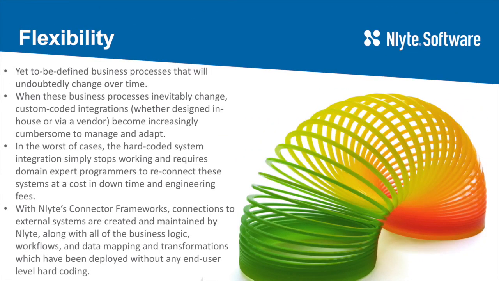So the second thing you get with a pre-built connector is more flexibility. You don't know what business processes you're going to want to implement in the future, and you're going to want to make changes to those processes inevitably. In the worst case, the hard-coded integrations you create will simply stop working and require a programmer to reconnect things while the system is down, with whatever engineering costs are associated with making those changes. Whereas when you use an Enlight connector framework, we maintain all those connections. It's not the responsibility of a custom coder, not someone on your team. We take care of all those connections, all those interfaces, so that your systems stay up as you make changes to your business logic. So by using a pre-built connector, you get more flexibility with, candidly, less risk.